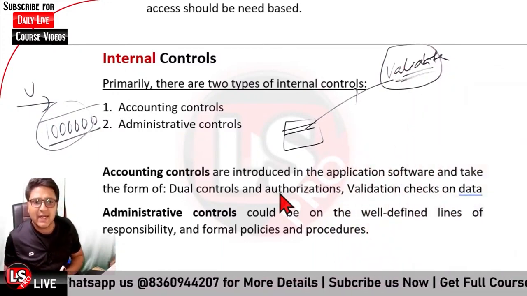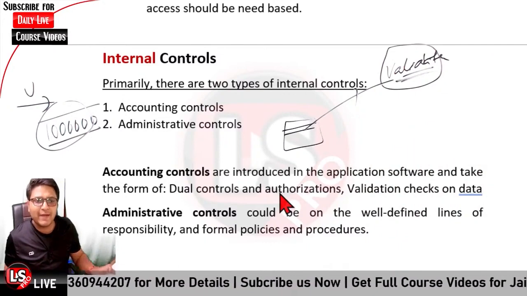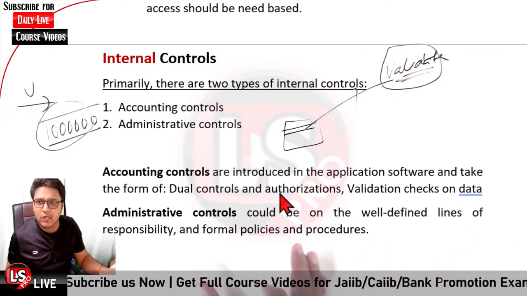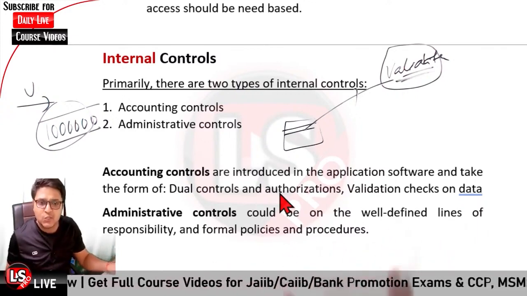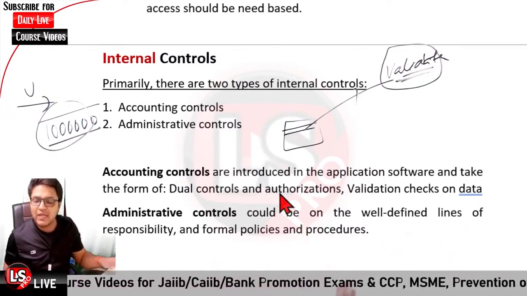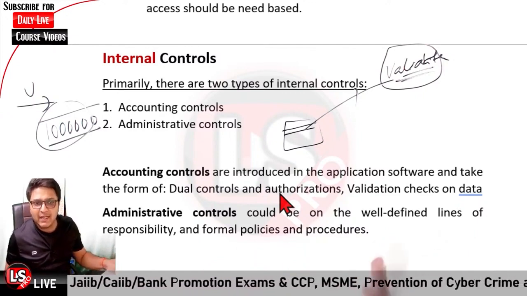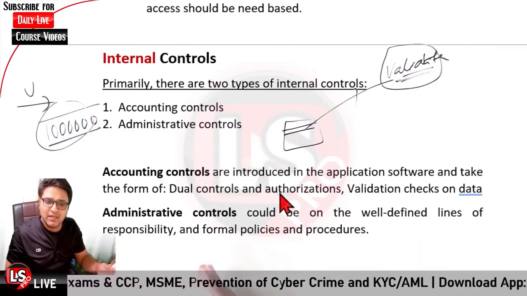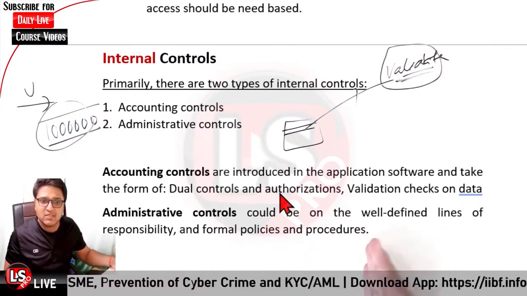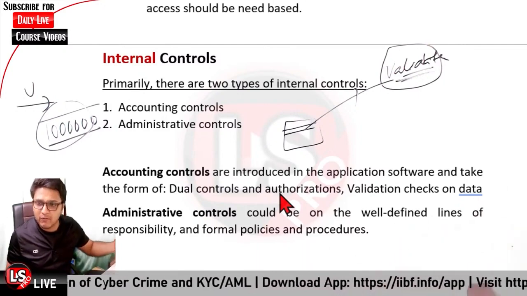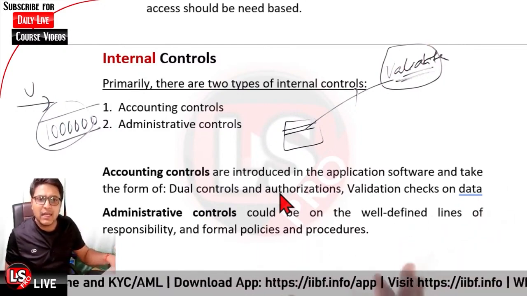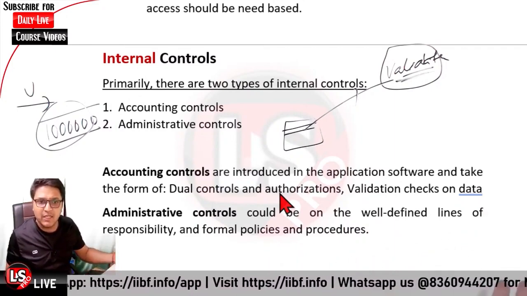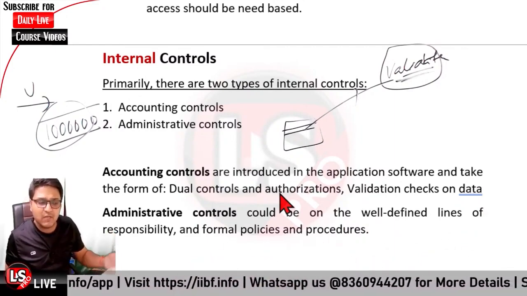And secondly, it is regarding the administrative control. Could be well-defined lines of responsibility or formal policies and procedures. So administrative controls are basically the policies and procedures which are available for the users. It can be that you are not allowed to log in before 9 a.m. in the morning, or that you are not allowed to post entries above 50,000 if you belong to some particular cadre. So there could be administrative control in the form of formal policies and procedures or the lines of responsibilities which are defined by the administration itself.